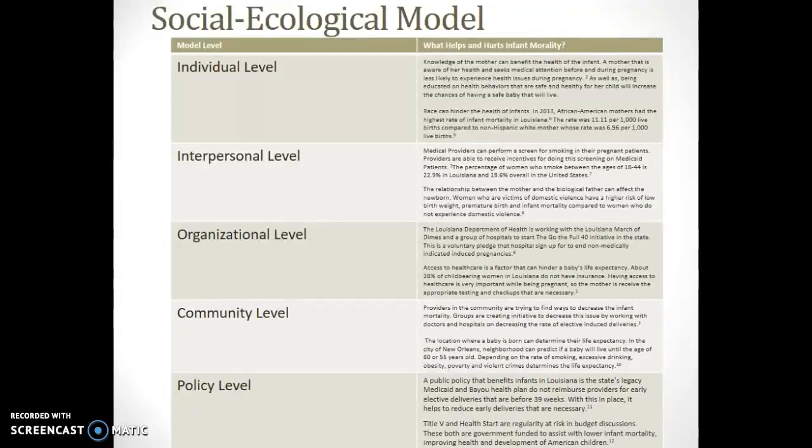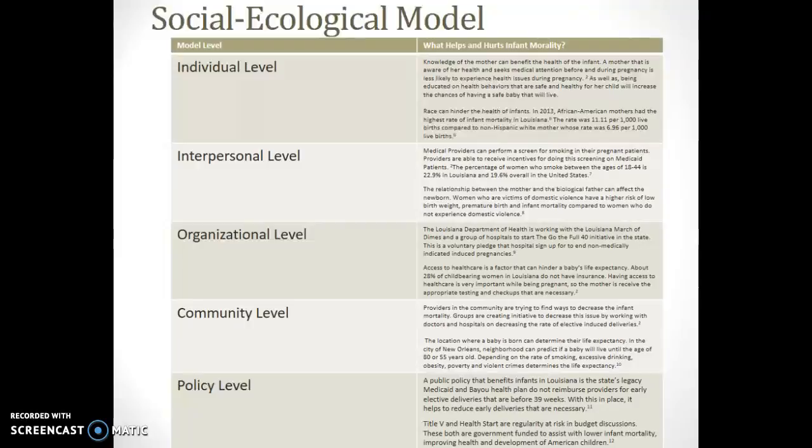So here is the socio-ecological model on the individual level. Knowledge can benefit the health of the infant. A mother that is aware of her health and seeks medical attention before and during pregnancy is less likely to experience health issues during pregnancy. As well, being educated on health behaviors that are safe and healthy for her and her child will increase the chances of a safe baby that will live.